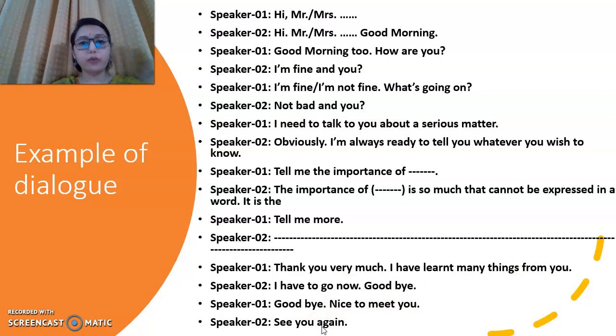So this way you will write. You will have to express all expressions. You will have to gradually develop it. It will be ordered, and there will be a relation between the sentences. And while you conclude it, there will be a good conclusion also. So let's see the next.